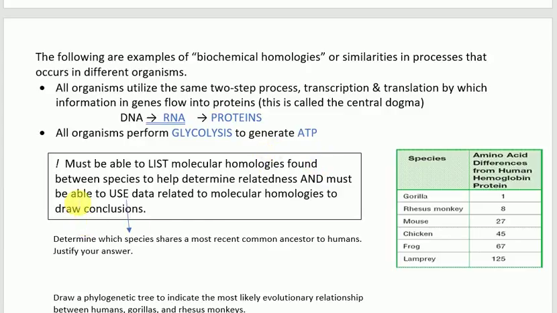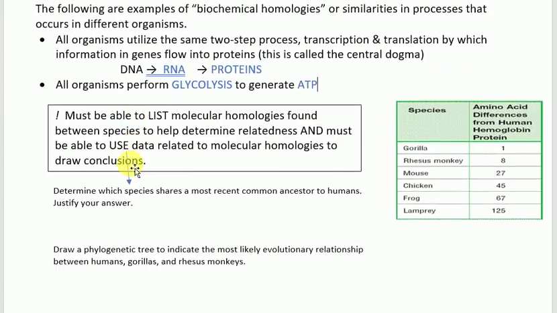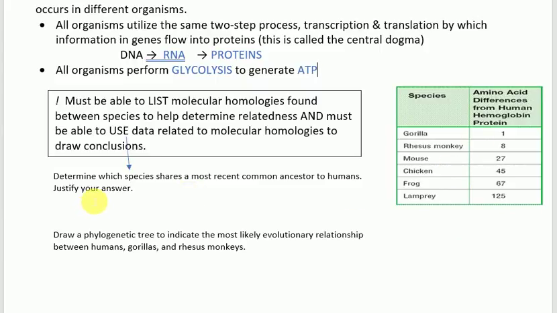So this here is important for the AP exam. You must be able to list some molecular homologies found between species to help determine relatedness, and you must be able to use the data related to those homologies to draw conclusions. So for instance, looking at this graph, determine which species shares a most recent common ancestor with humans and justify your answer.